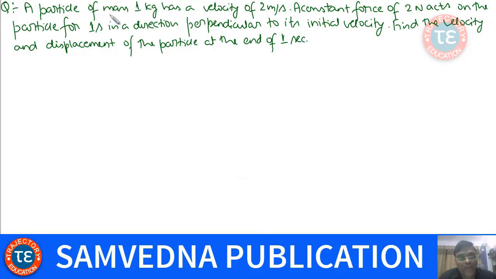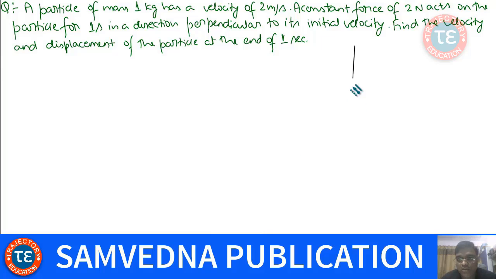Let's look at this question. The question says a particle of mass 1 kg has a velocity of 2 meter per second. Now a constant force of 2 Newton acts on the particle for 1 second in direction perpendicular to its initial velocity. Find the velocity and displacement of the particle at the end of 1 second. Fine.